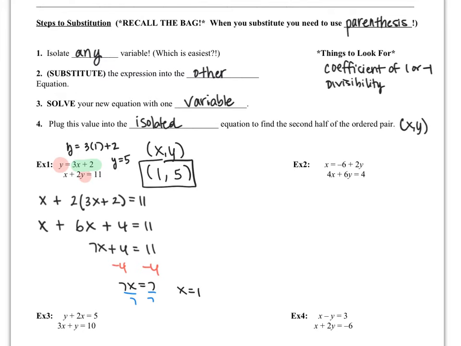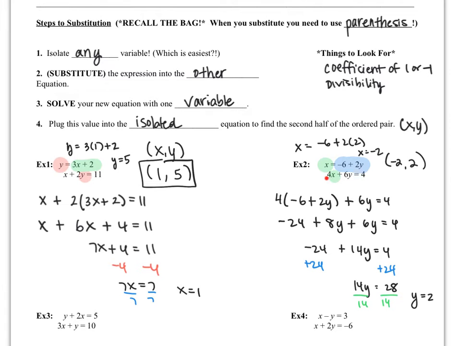So at this point, I want you to pause the video and try example 2. The thing that I want to point out to you is that x is already isolated, and x equals -6 plus 2y. And so what this means is that everywhere you see an x in the second equation, which is here, you can replace that with negative 6 plus 2y. Pause the video, press play when you're ready to check your answer.